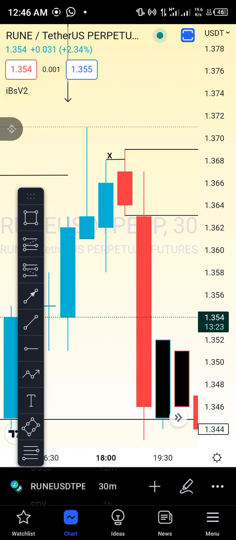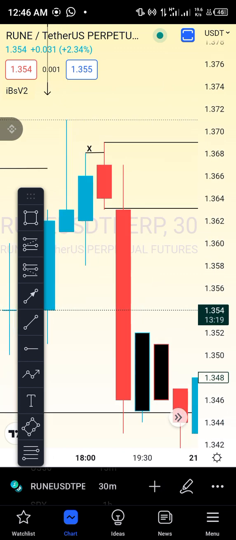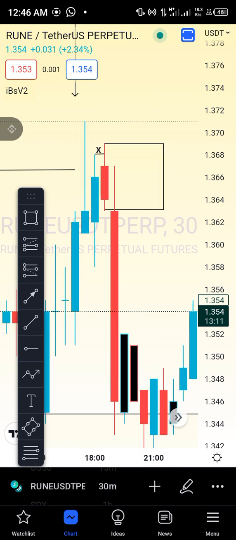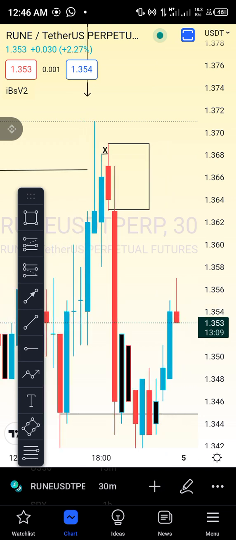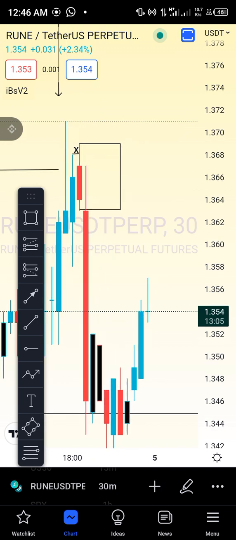Now what we need to do is to highlight the upper wick and then the lower wick of the bear candle, just like I've done here. You can see how I was able to select it. So you select the whole candle. Okay, this kind of entry is called an order block entry.